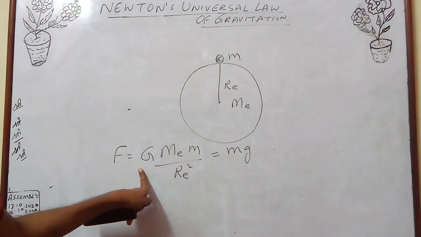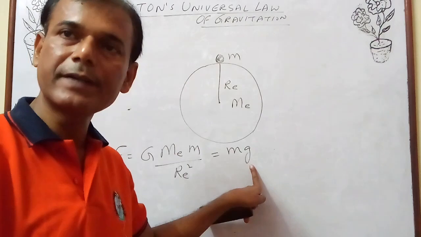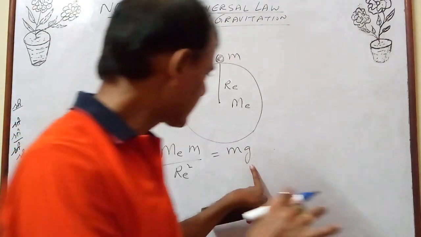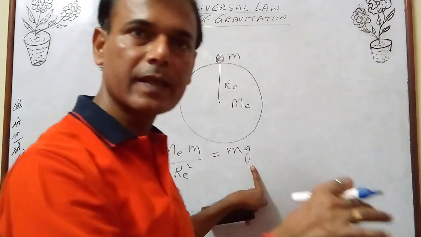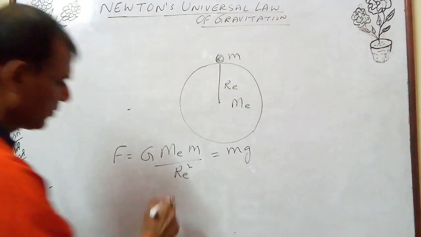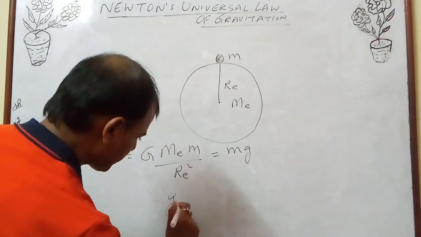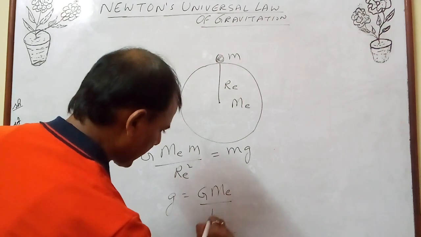This capital G is the universal constant, the same everywhere. Now this small g is the acceleration due to gravity. That means the acceleration produced in a body when it is dropped freely is called acceleration due to gravity. This is mg. So g is equal to G ME upon RE square.